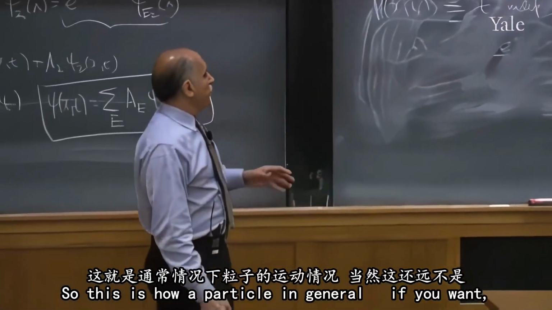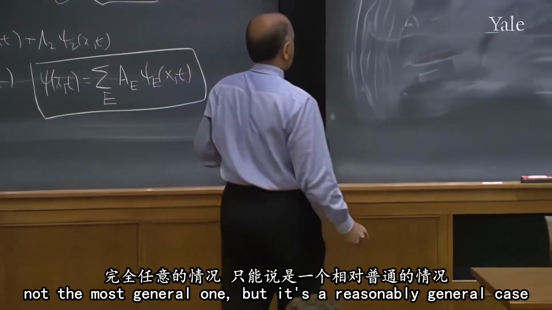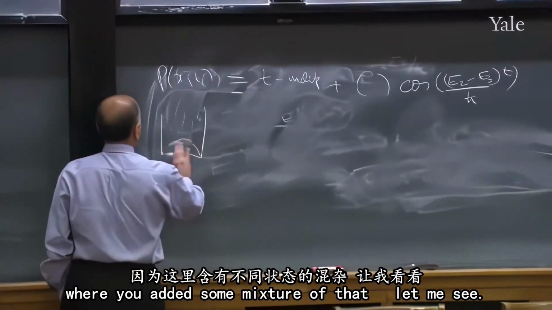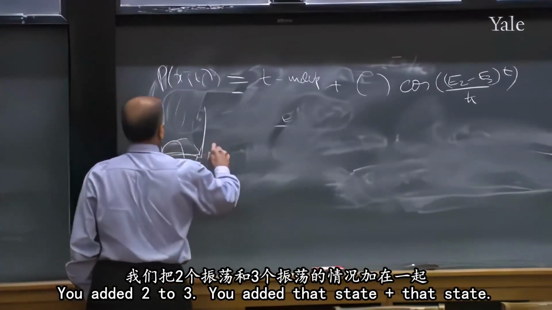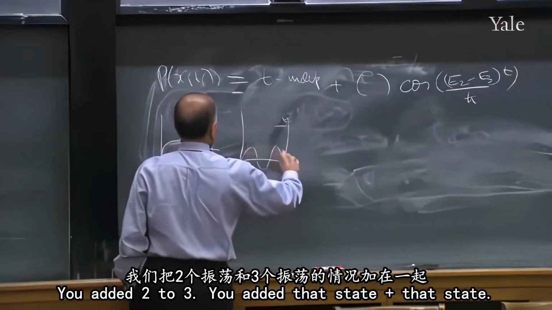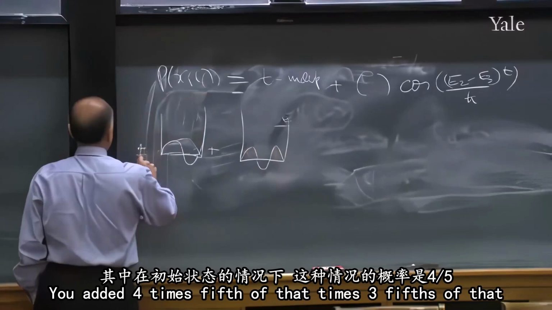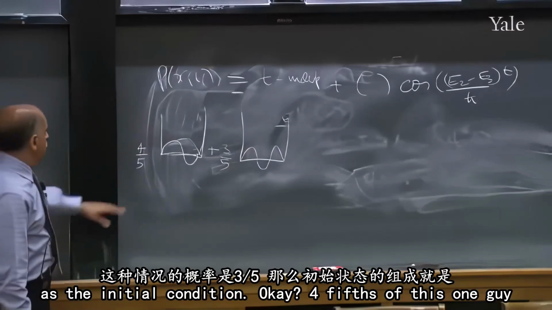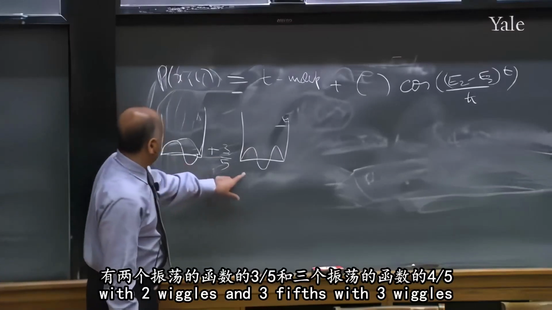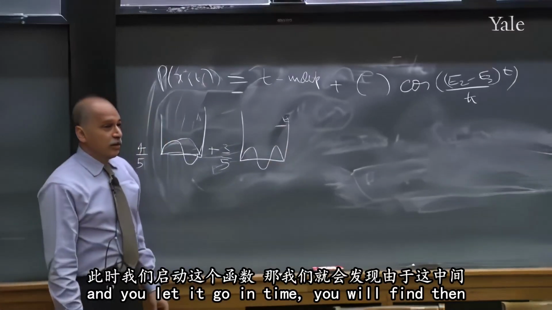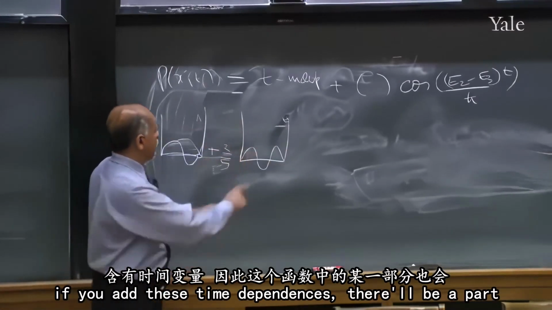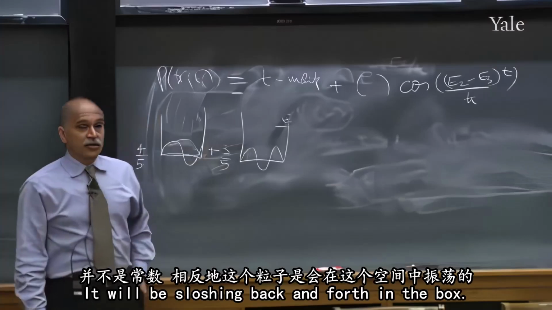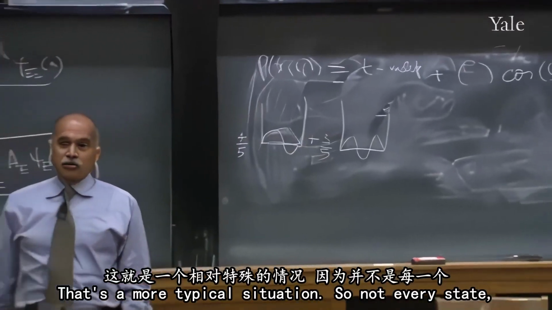So this is how a particle in general, not the most general one, but a reasonably general case where you added some mixture of that. Let me see, you added 2 to 3. You added that state plus that state. You added 4/5 of that times 3/5 of that as the initial condition. Okay, 4/5 of this one guy with 2 wiggles and 3/5 with 3 wiggles, and you let it go in time. You'll find then if you add these time dependencies, there'll be a part that varies with time. So the density will not be constant now. It'll be sloshing back and forth in the box. That's a more typical situation.